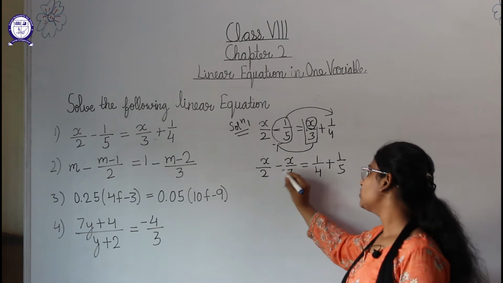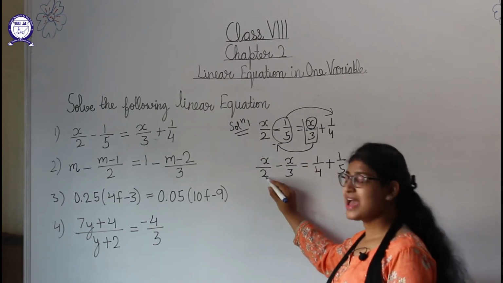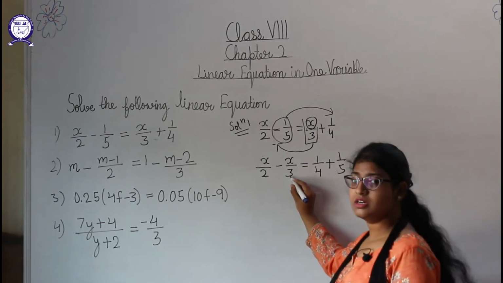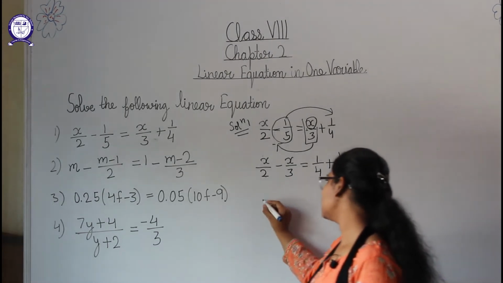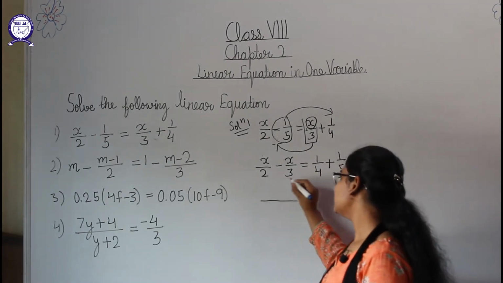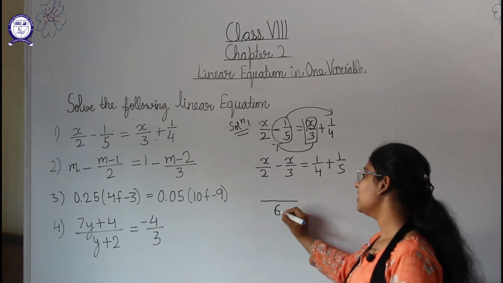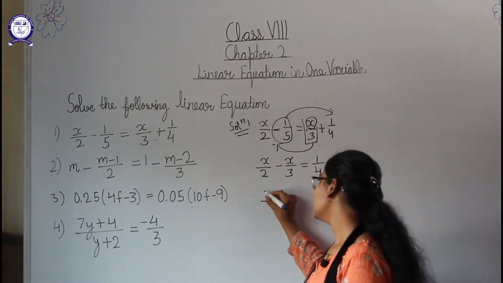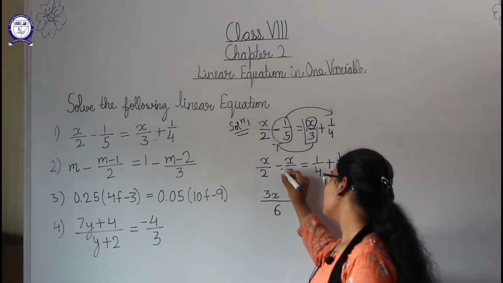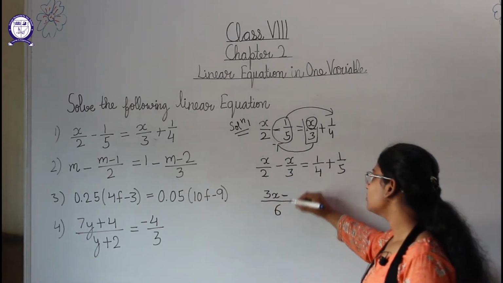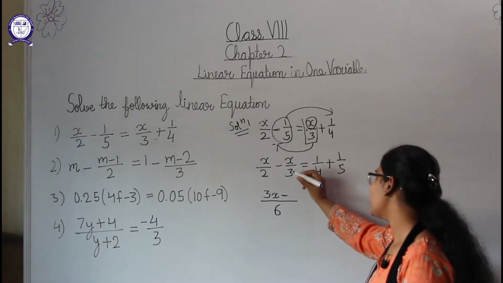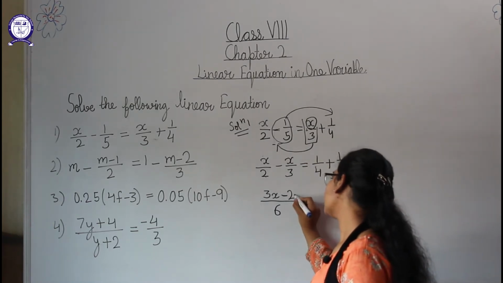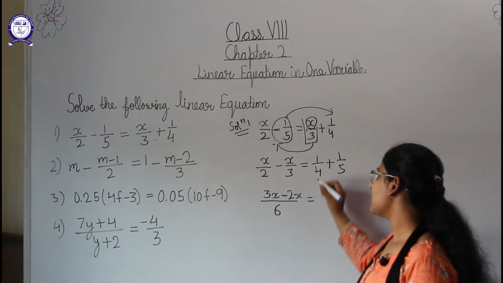Here it is x by 2 minus x by 3. As the denominators here are unequal, we will take the LCM. So LCM of 2 and 3 will be 6. Now 6 divided by 2 will be 3 and 3 into x will be 3x. Now the minus sign is here. Now 6 divided by 3 will be 2 and 2 into x will be 2x. Now the equal to sign is here.